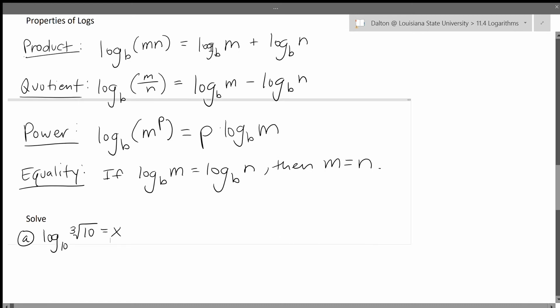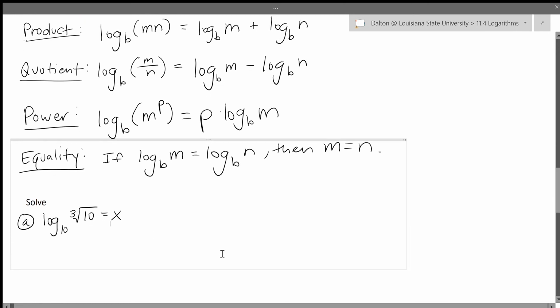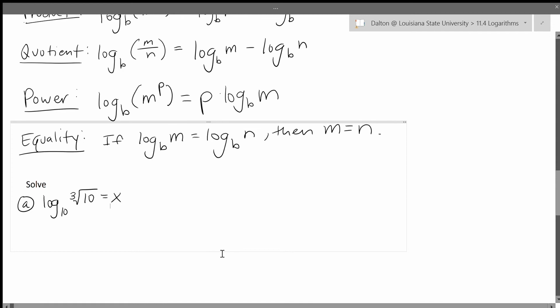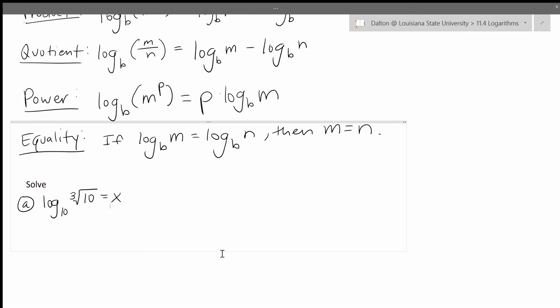Okay, if you look at your properties that you have here, none of them are really going to be helpful because all these properties involve like the log of a number times a number or a number divided by a number. I guess technically you could rewrite this as m to the p power, so you could rewrite it as 10 to the, instead of the cubed root, what is that the same thing as? As an exponent. What is the cubed root? 1/3. Okay, so you could rewrite that as log base 10 of 10 to the 1/3 power, and then you get 1/3 times log base 10 of 10.